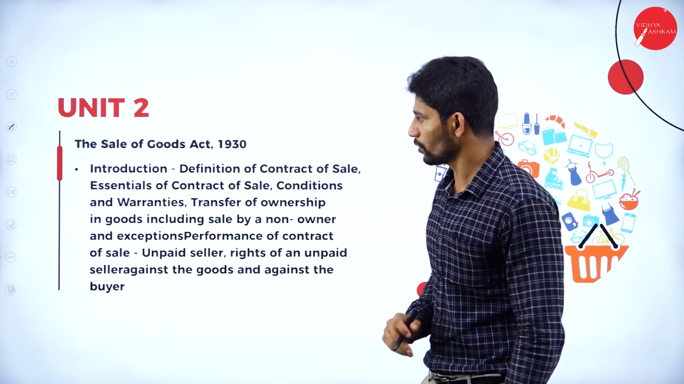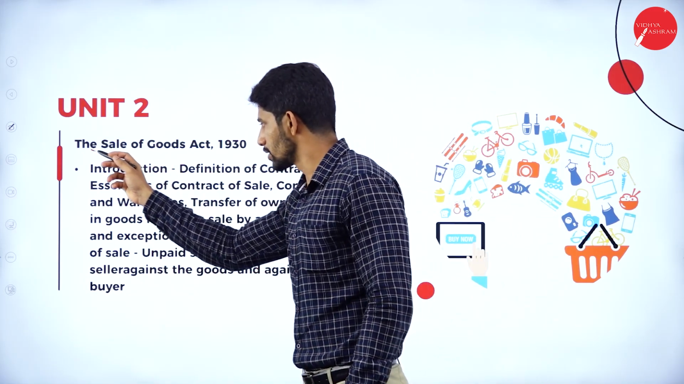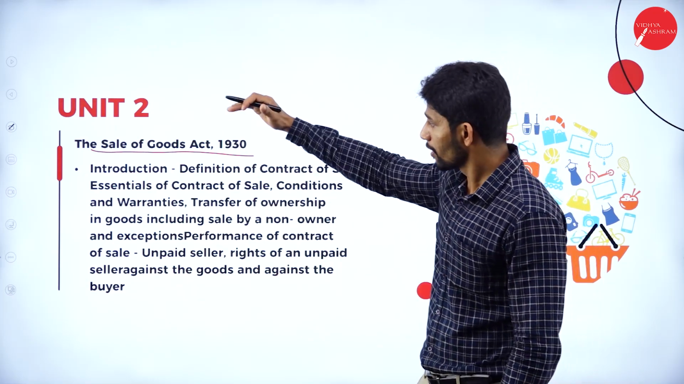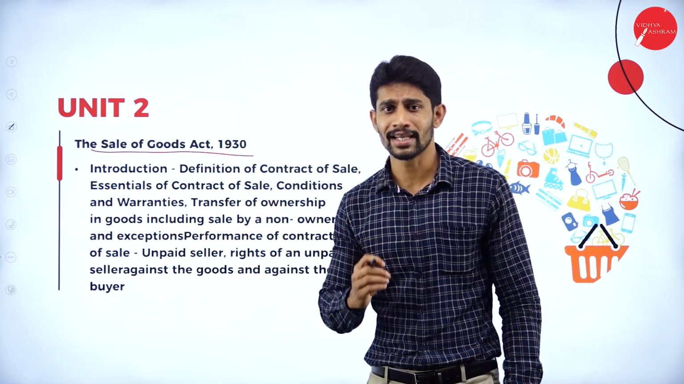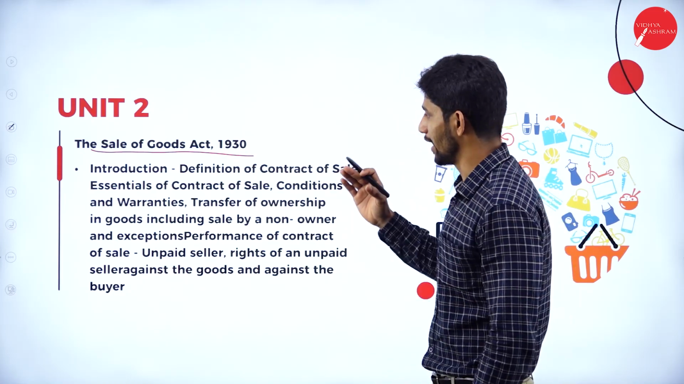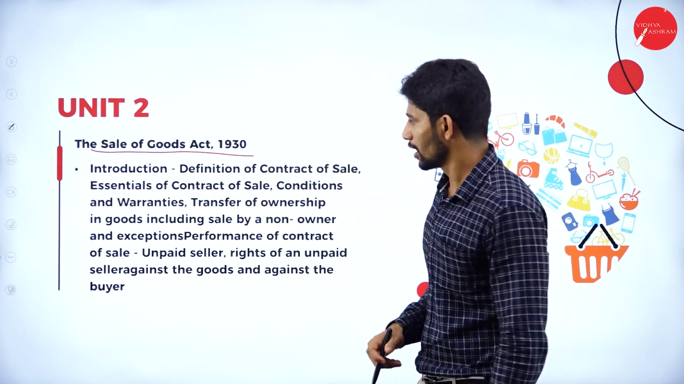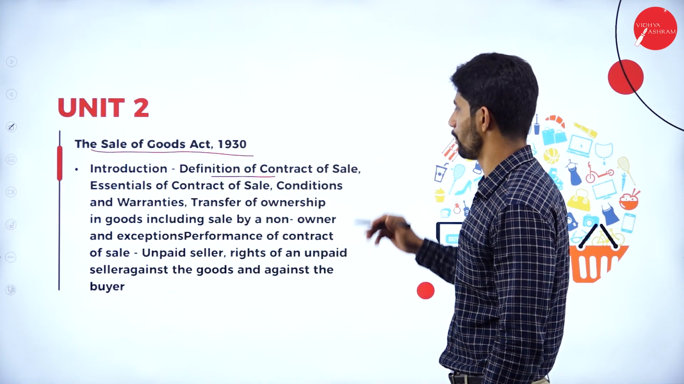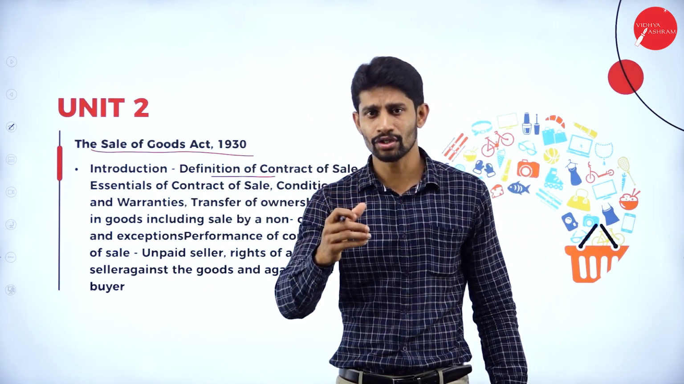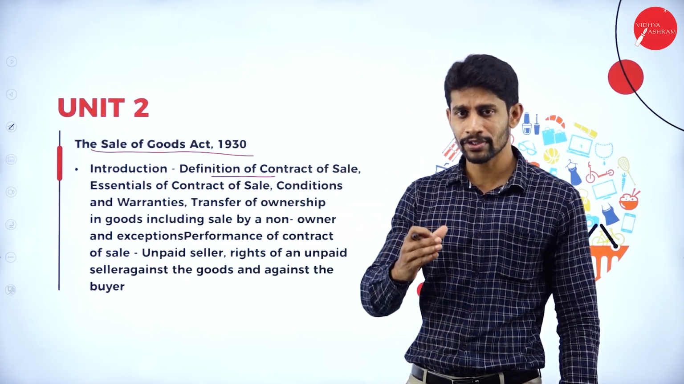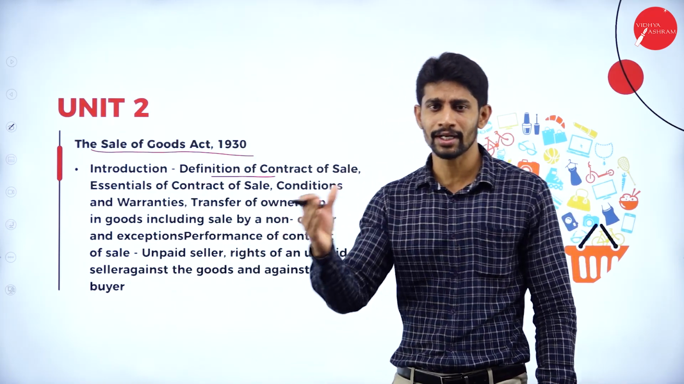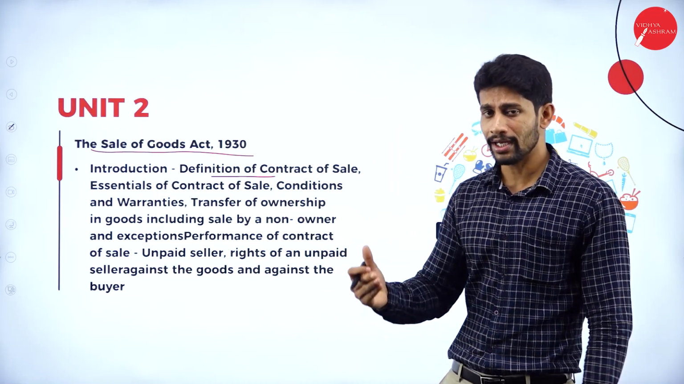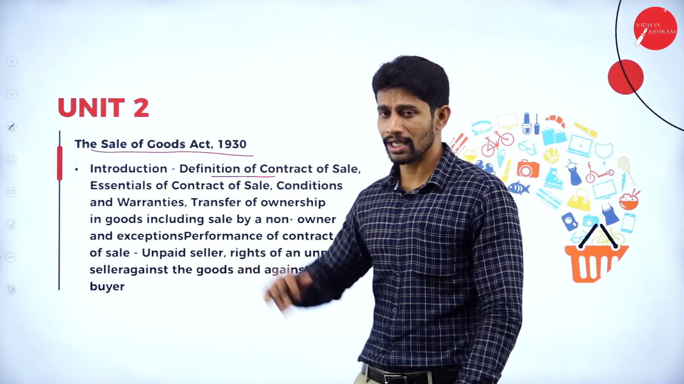Next one, moving further, unit number 2. In unit number 2, the heading of the unit is the Sale of Goods Act 1930. So what is this unit name? The unit name is Sale of Goods Act 1930. Under this, you are going to study the definition of contract of sale. The definition of contract is different; it comes under the Contract Act. The definition of contract of sale is different; it comes under the Sale of Goods Act.